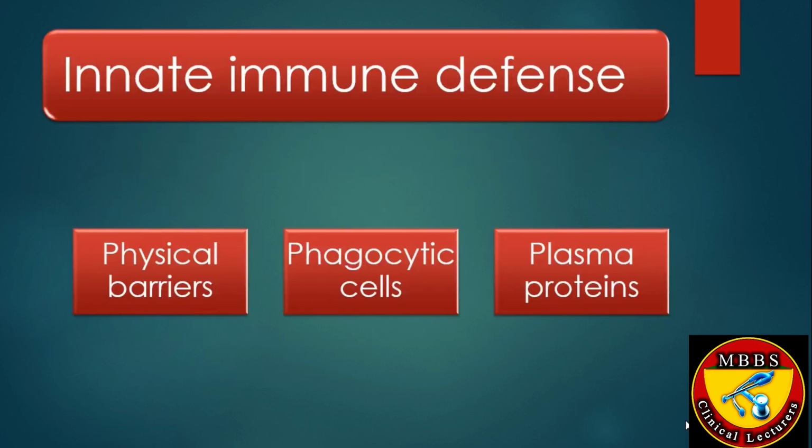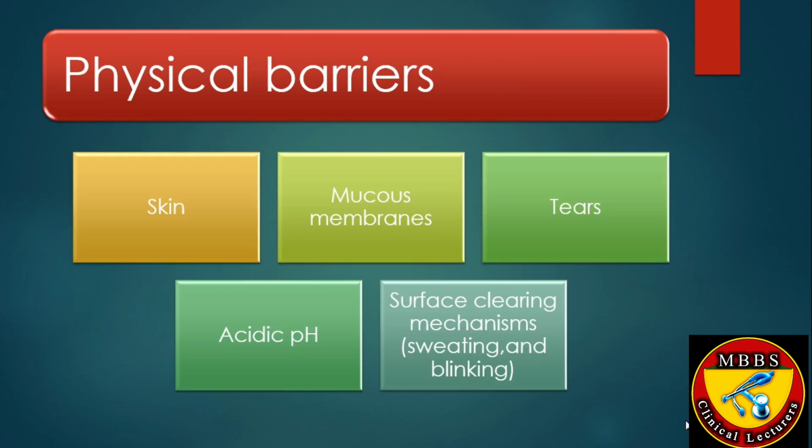Innate immune defense comprises physical barriers, the phagocytic cells, and the plasma proteins. Let's discuss the physical barriers. The most important line of defense in our body, or I would say the first line of defense, is the skin and the mucous membranes. Then comes the role of tears, the acidic pH in different parts of the human body, and several surface clearing mechanisms like sweating and blinking. These are all included in the physical barriers and are part of the innate immune response.